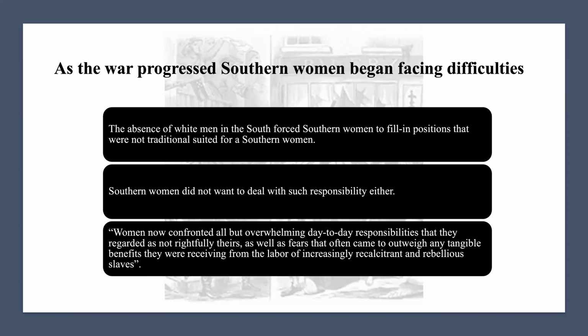As the war progressed, Southern women began facing some difficulties. The absence of white men in the South forced Southern women to fill in positions that were not traditionally suited for a Southern woman. Southern women were not used to harsh labor or working the fields or any such thing. They were used to being in charge of their household, and that's all. But when the men started to leave to war, women had to, in a way, step up and fill in these positions. And that was something that was very different, and it was a big change.